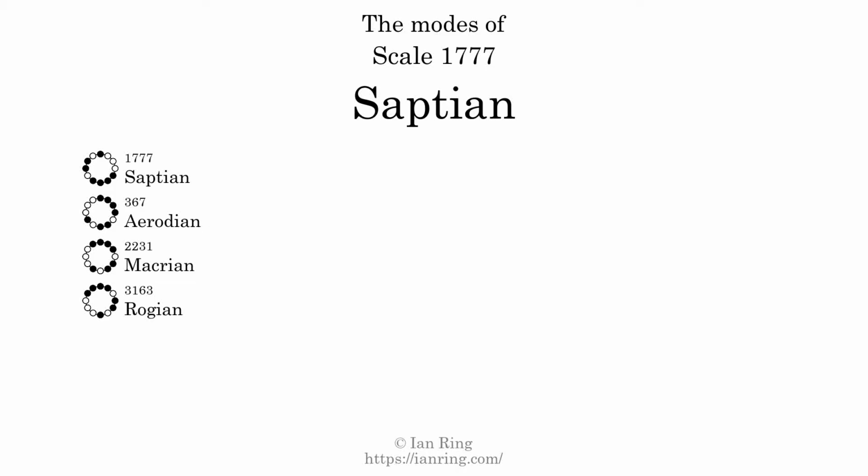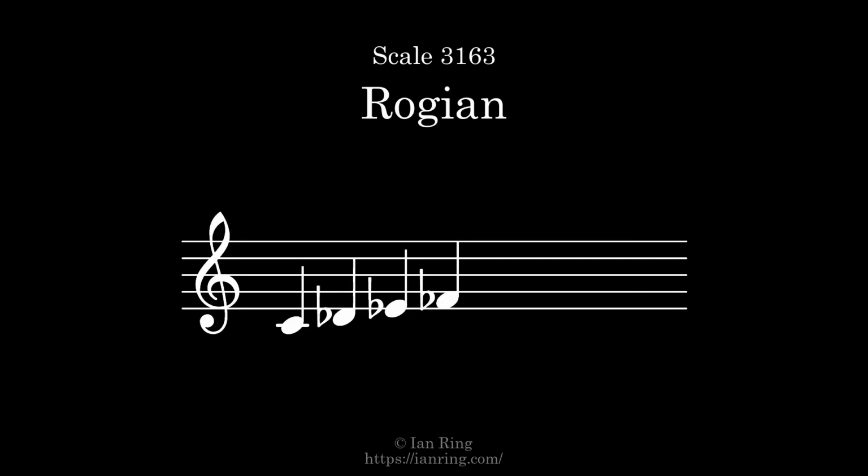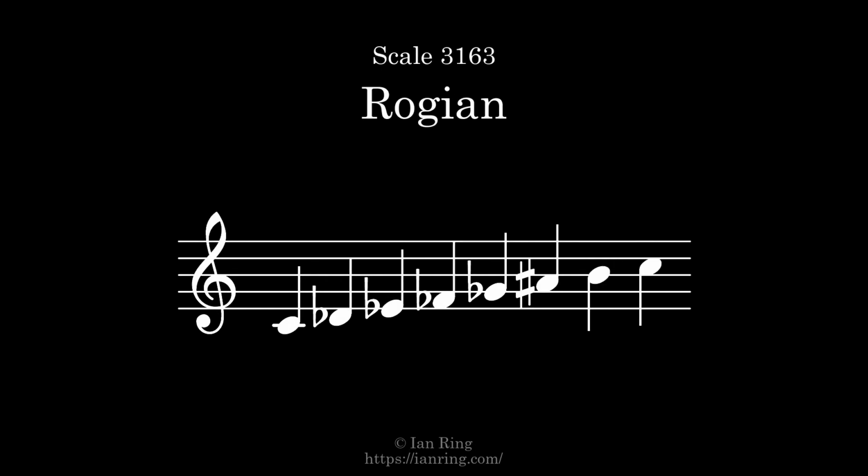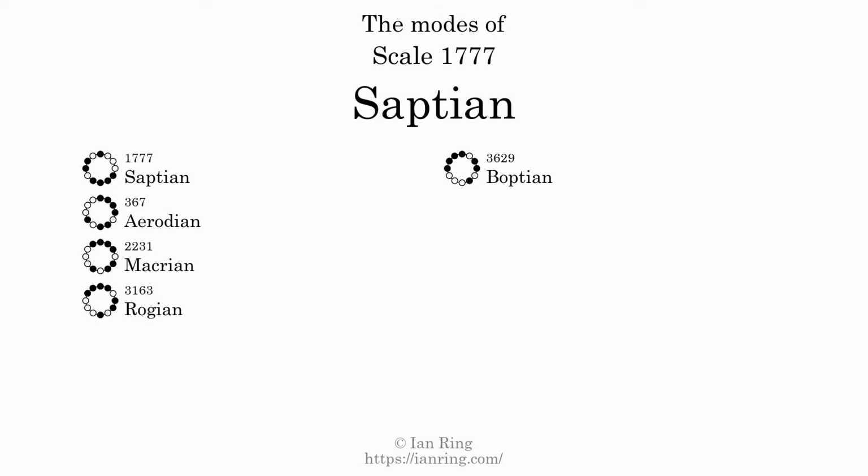The fourth mode is scale 3163, also known as Rhodian. It sounds like this. The fifth mode is scale 3629, also known as Boptian. It sounds like this.